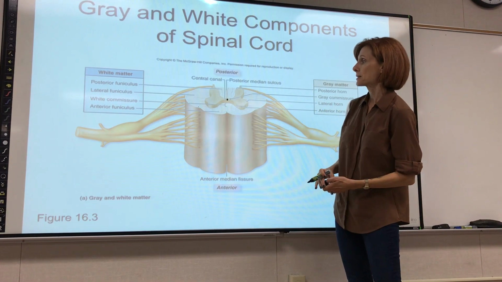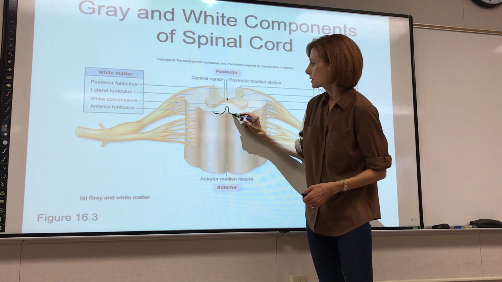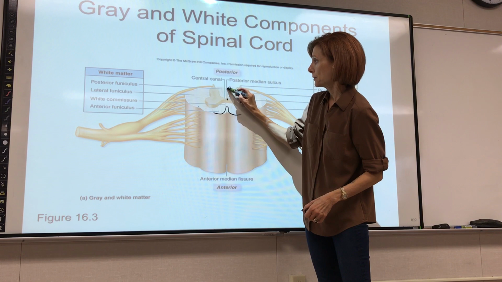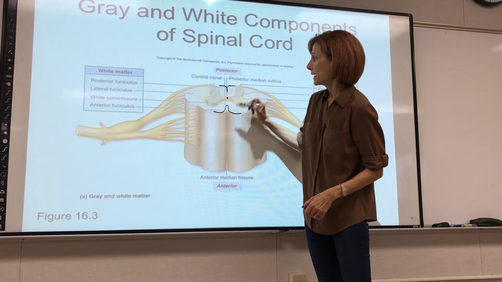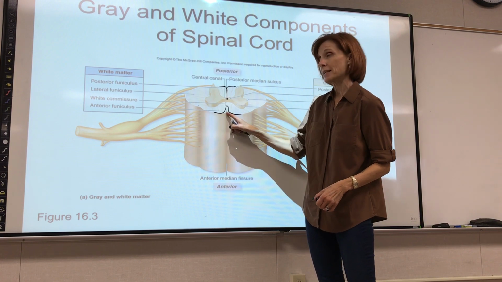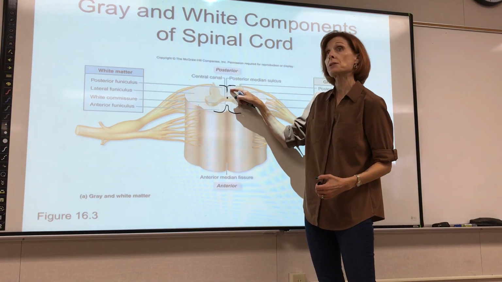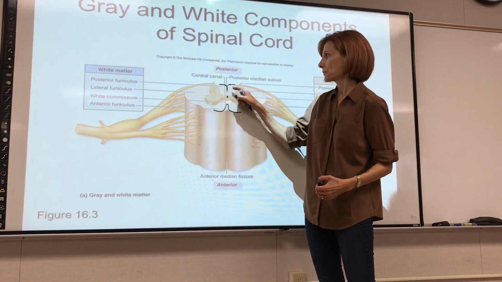Okay, so let's take a look here at these crevices in the cord. Notice that on the anterior side, this is a little bit deeper than on the posterior. So this is called the anterior median fissure, and this is the posterior median sulcus. Okay, this is a fissure, this is a sulcus.